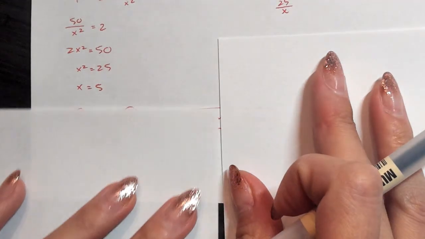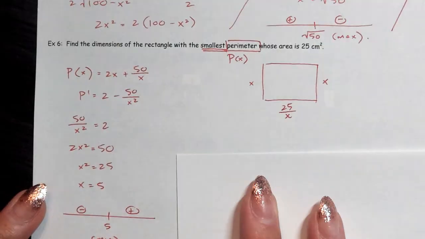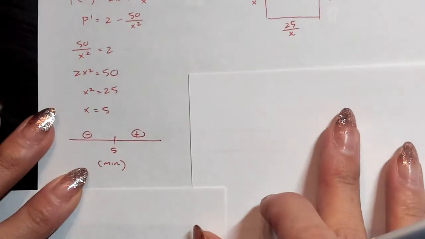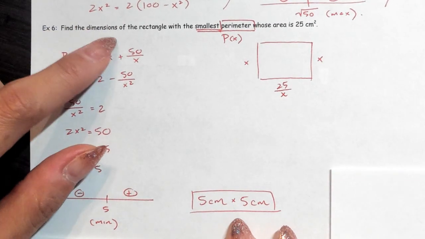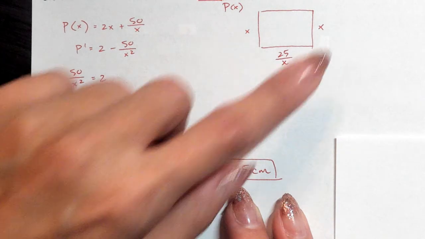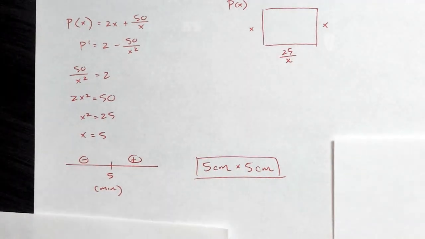And then you're going to check it on the number line. When you check it on the number line, it is a minimum, and I want the smallest. So then I make sure I answer the question. Find the dimensions. The dimensions are going to be this and this. So I plug in 5, and I get 5 by 5 centimeters.